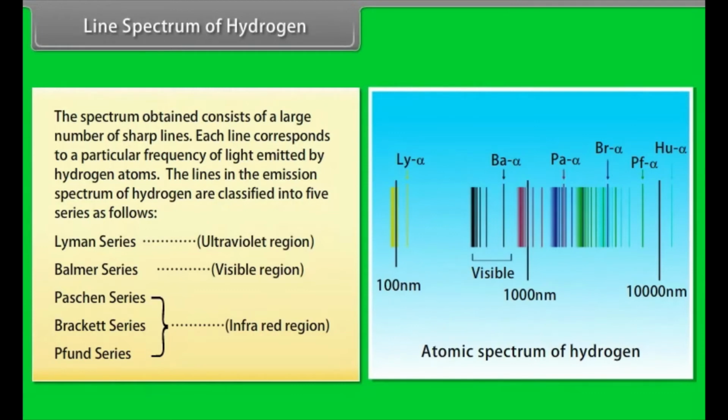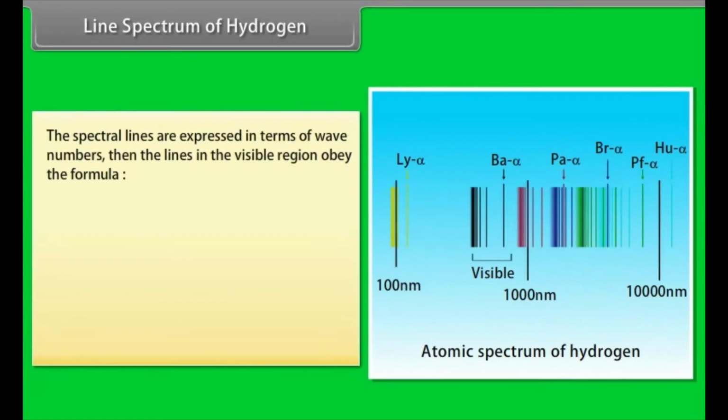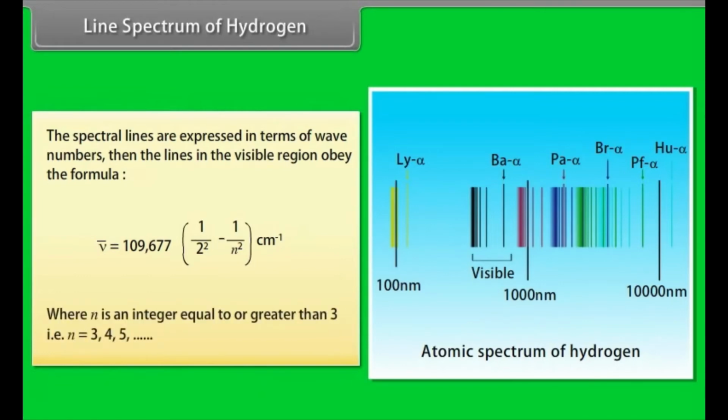These are in infrared region. The spectral lines are expressed in terms of wave numbers. Then the lines in the visible region obey the formula: wave number is equal to 109677 into 1 by 2 square minus 1 by n square per centimeter, where n is an integer equal to or greater than 3, that is, n is equal to 3, 4, 5 and so on.